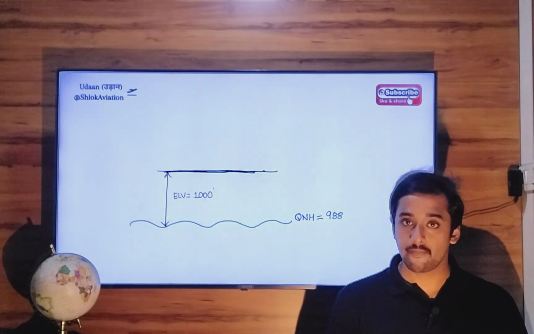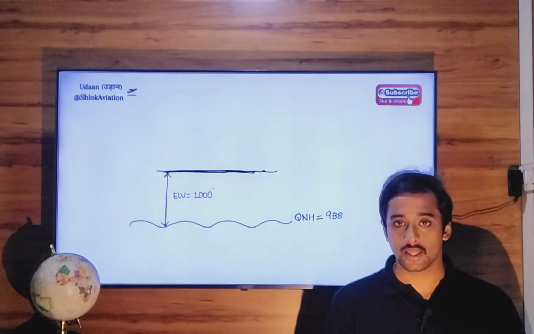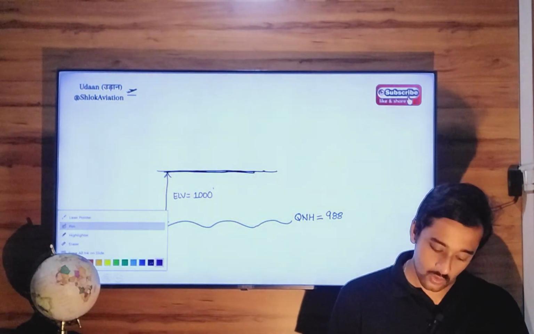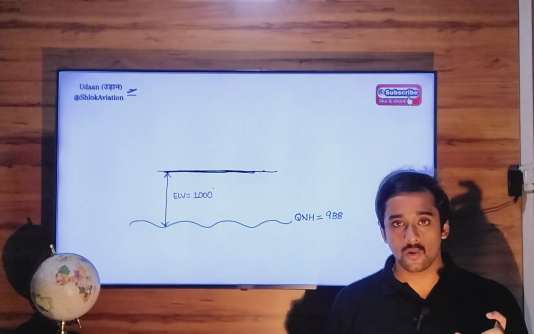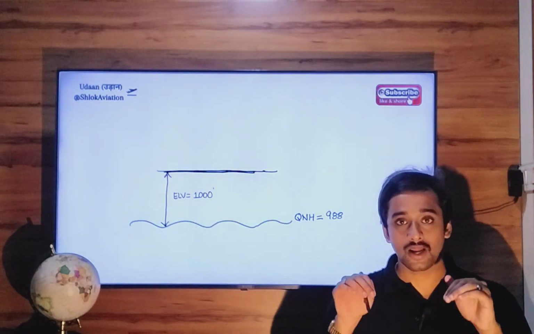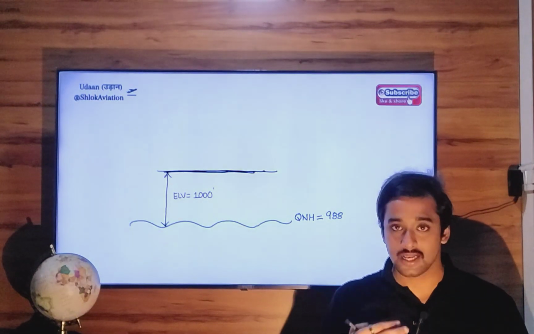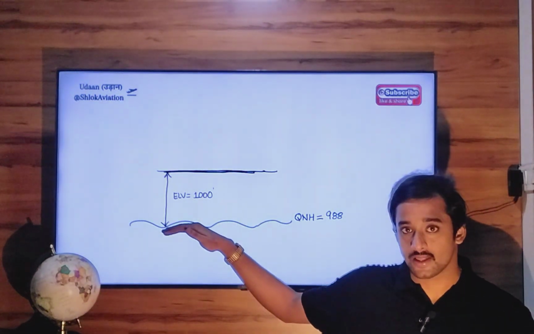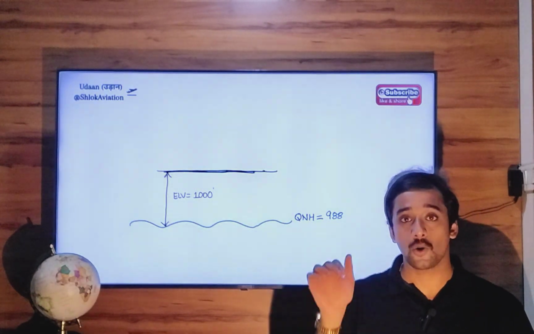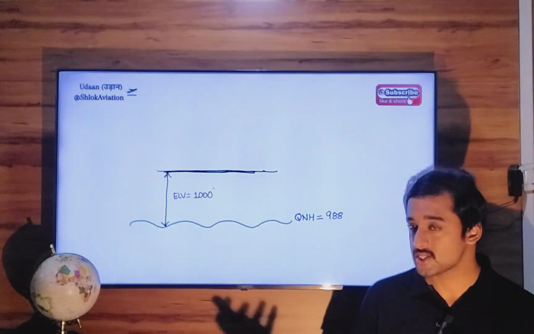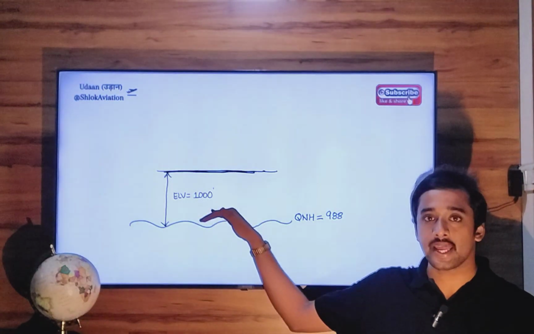Now, pressure altitude of this airport is to be found. Pressure altitude is always measured from standard pressure setting datum 1013. Now, standard pressure setting datum 1013 will be below this QNH datum 988 because 1013 is more than 988. As you go down into the earth, the atmospheric pressure increases. When you climb higher and higher from the earth, the atmospheric pressure decreases. But when you go inside the earth, pressure increases. So 1013 will be below this 988 level.